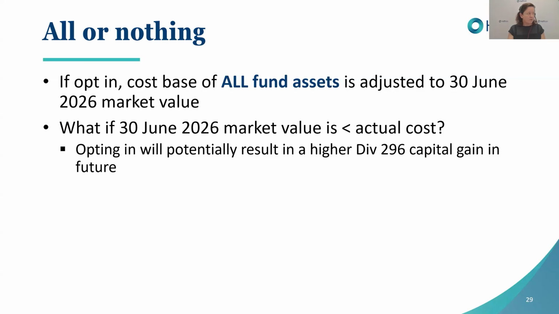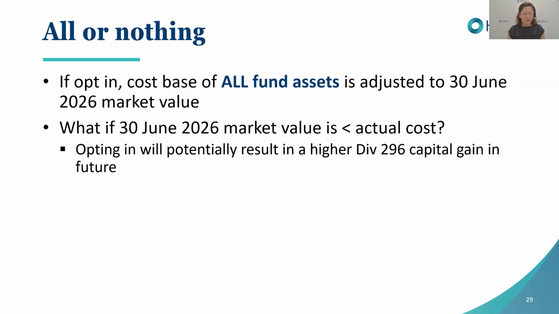A few other little things on our cost base adjustment. If we opt in, then we're resetting the cost base of all of the fund's assets, all of their CGT assets, of course, to their market value on 30 June 2026. So what if at 30 June 2026, I've got an asset that's actually sitting in a loss position? Its market value is less than what it cost.